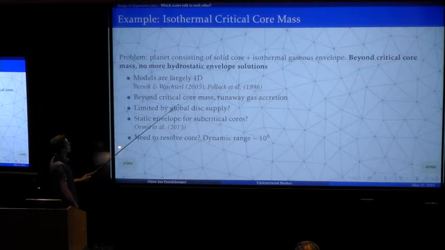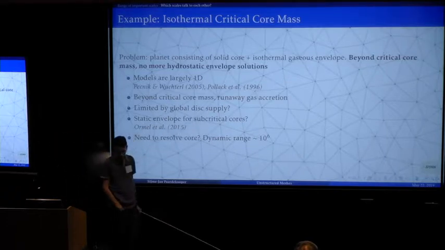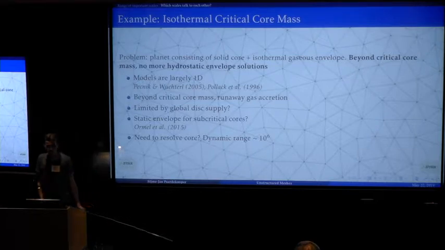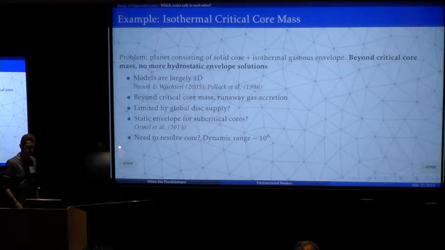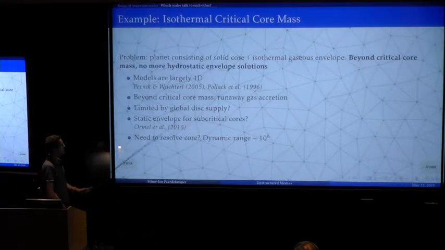If you don't have any hydrostatic solutions anymore, you might think, well, then this is when rapid gas accretion sets in. But at that point, probably, as Sijme-Jan was mentioning, the gas accretion might be limited by the global disk supply. So we need a global disk, and we need an accreting core.